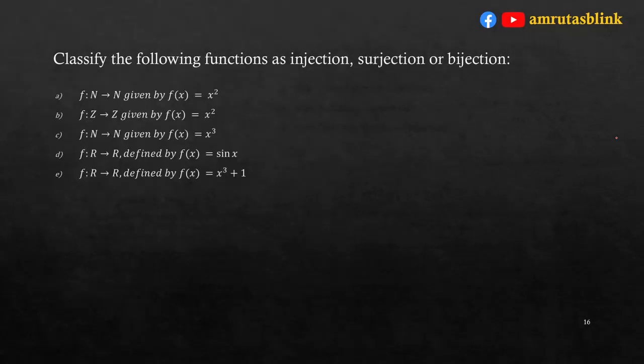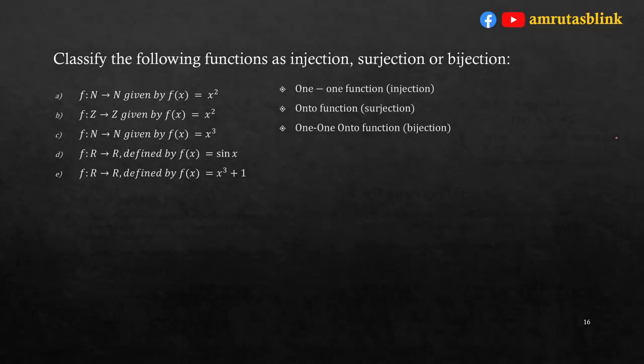Classify the following functions as injection, surjection or bijection. Any function which is a 1-1 function is called an injection. Any onto function is called a surjection, and any function which is 1-1 as well as onto is called a bijection. Now we'll see each function one by one.